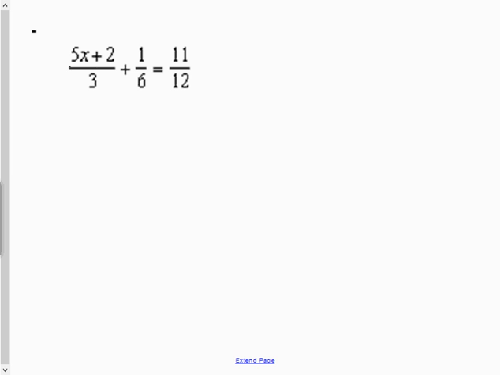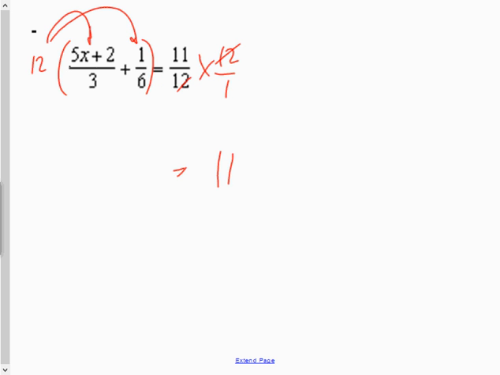The easier way to deal with fractions when they're in equations is to take both sides and multiply them by a common multiple of the denominator. So what multiple does 3, 6, and 12 share? It does share the number 12. So if I multiply both sides by 12, this side will become 11.